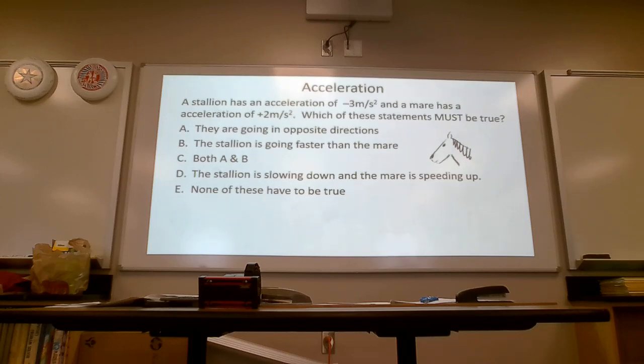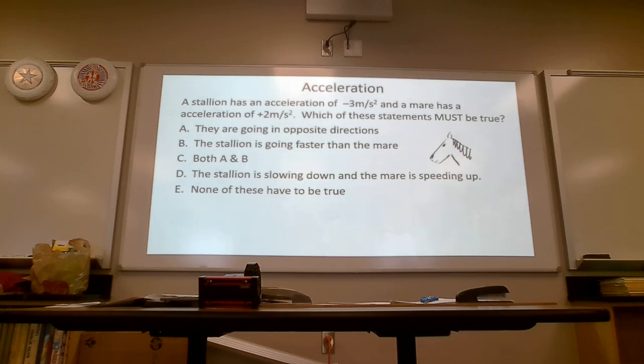Okay. At some point, though, the stallion has to stop. The mare most likely will be going faster than zero at that moment in time. Possibly she could be going zero at that same moment, but definitely not a have to. Okay, so B is out. All right with that? Okay, so that knocks out C.